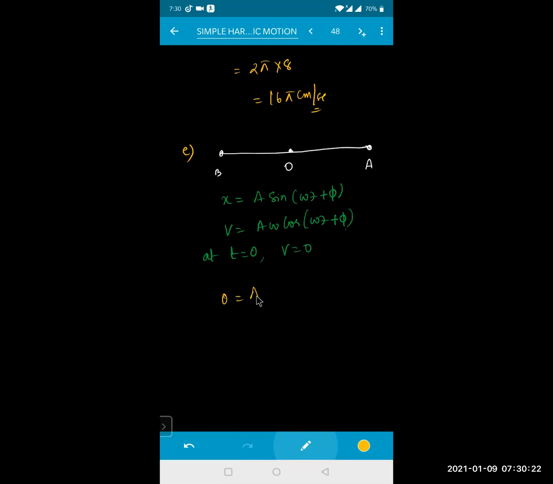This one is equal to A into omega into cos of omega into 0 plus phi. So this will be equal to A into omega into cos of phi. So this is 0. So 0 divided by anything is how much? It is 0.